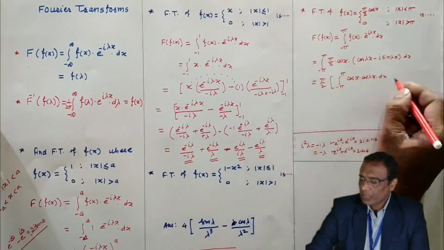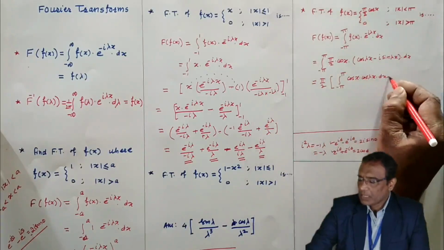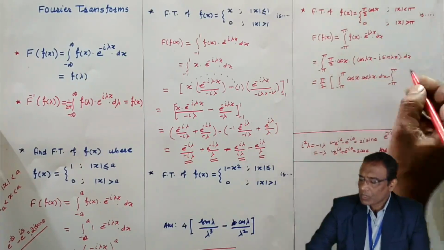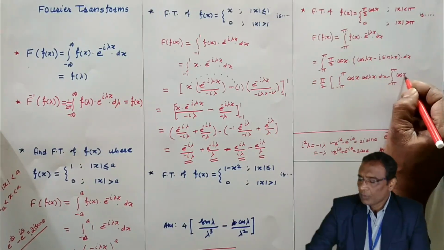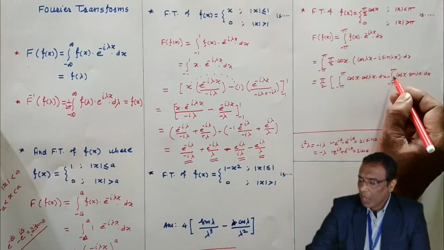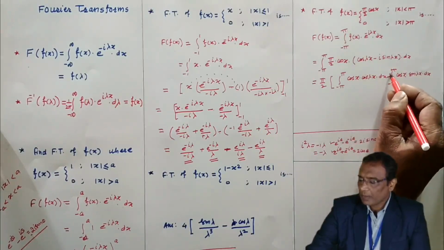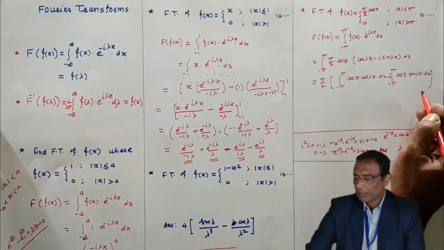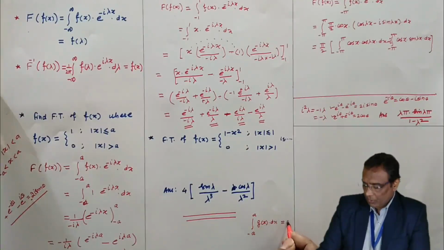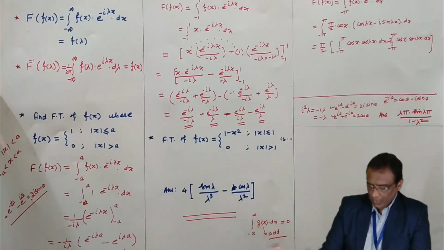Then pi by 2 is outside. Minus, as it is here, integral minus pi to pi cos x multiplied by sin lambda x. This minus I am writing here, i is a constant. Now, the integration of any function g(x) from minus a to a is 0 when g(x) is odd. This is the property of definite integrals I am using.